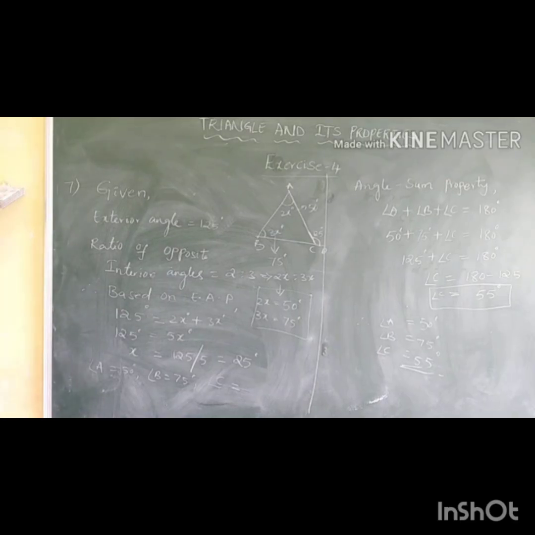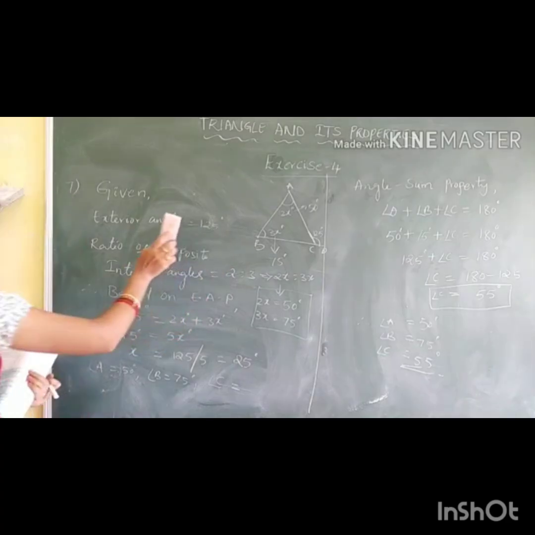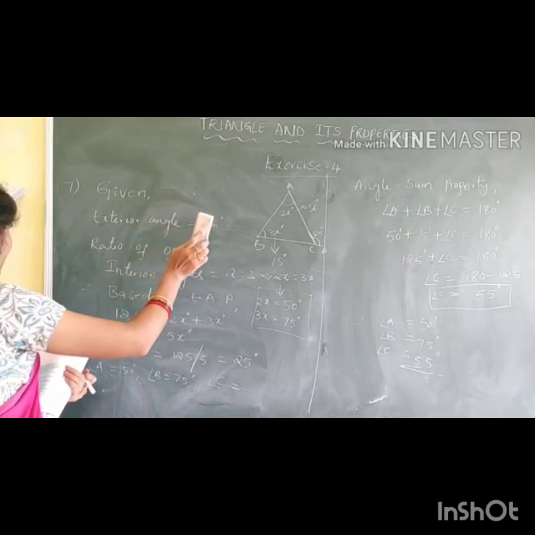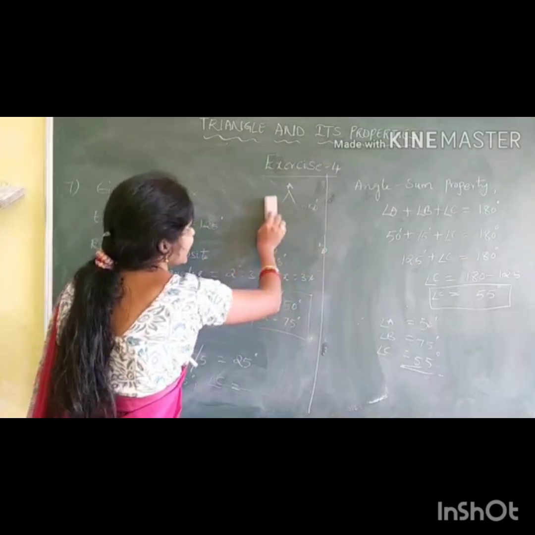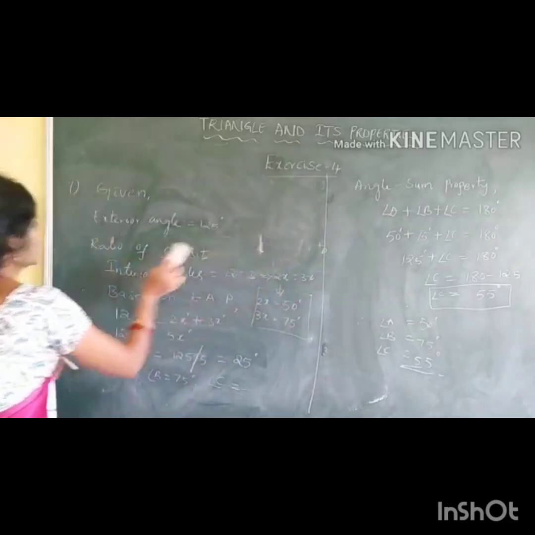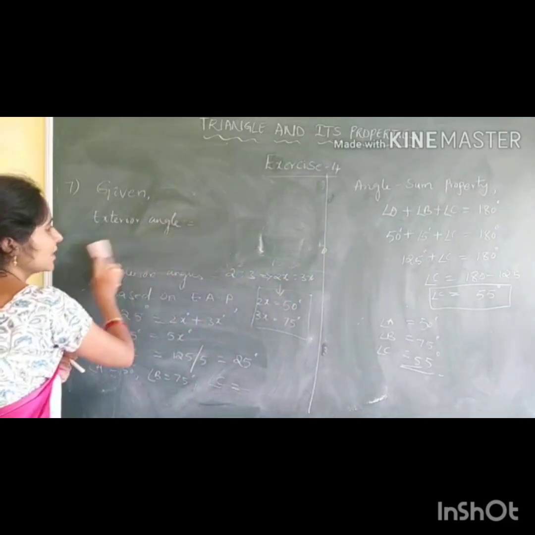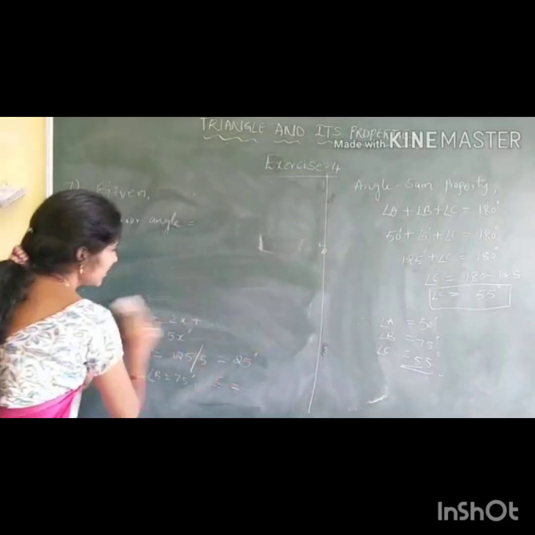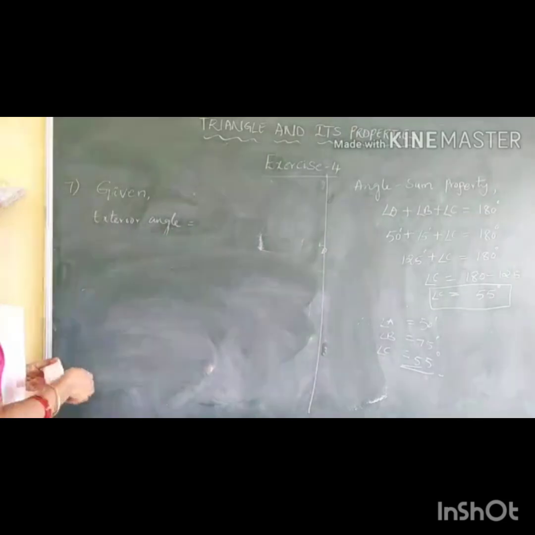Okay children, for that first we should write what the exterior angle is. First we should draw the diagram, triangle PQR. If we draw the diagram, we can get an idea of that sum.